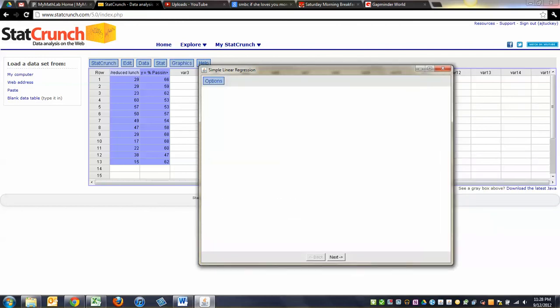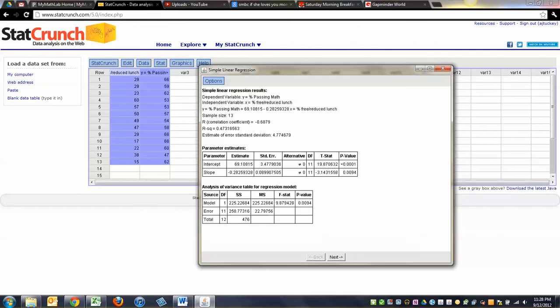All right, so it actually has produced a whole bunch of stuff. I don't know if you can see it all, so you can make your window bigger. So there it is. It's a whole big mishmash. But do you see right here, it says R correlation coefficient. See that? There's your correlation coefficient. And it gave us a whole bunch of other stuff that we're going to use later. But there's the one that we're interested in.